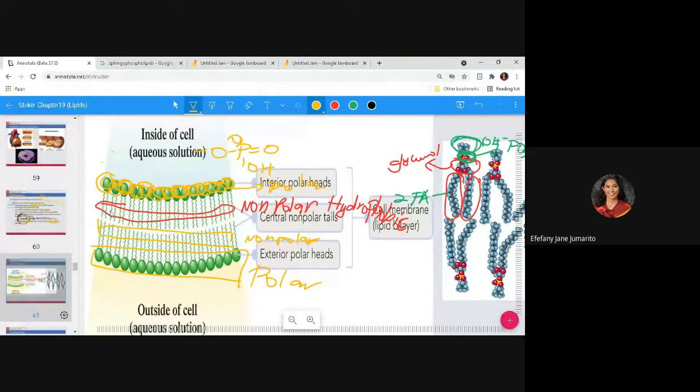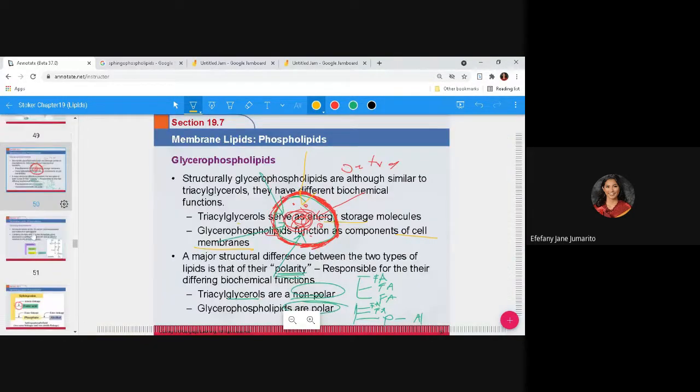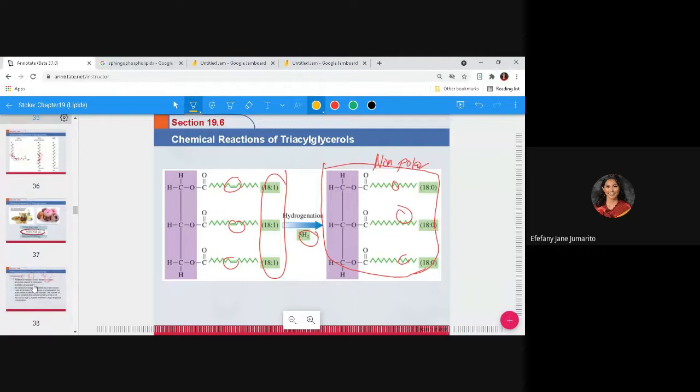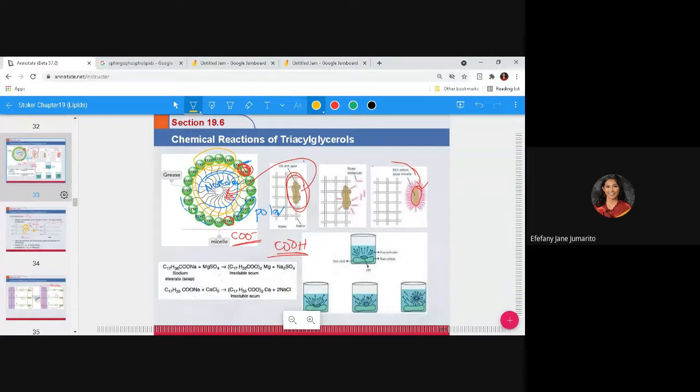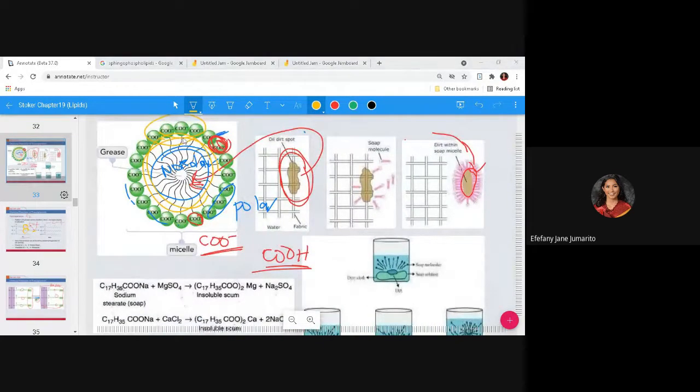Okay, so this is your lipid bilayer. It looks like your micelle, pero ang kani siya is straight, di ba? Your micelle sa soap is circle, di ba? And also, it's amphipathic. It has a polar head. This is a micelle. The polar region is facing outside, and the non-polar region is inside.